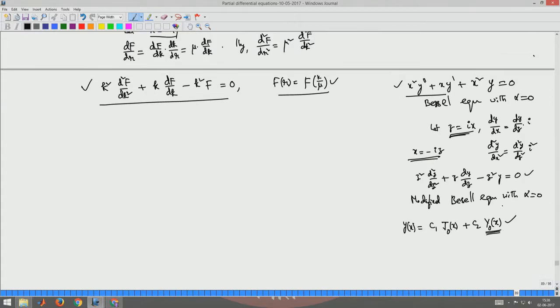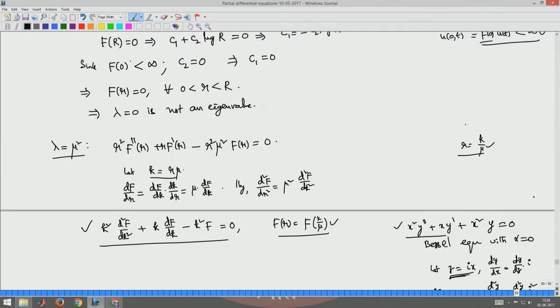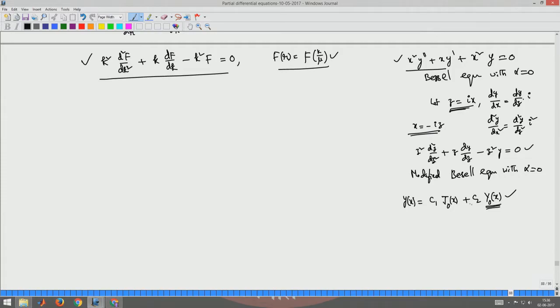And at x equal to 0, r equal to 0, you want your solution to be bounded. Because of this boundary condition, you can see that this cannot be 0. So, the general solution of the actual Bessel equation, if you want it bounded, is this function of x. If you want a function of z, this is a constant multiple of J0 of, instead of x, minus I z.